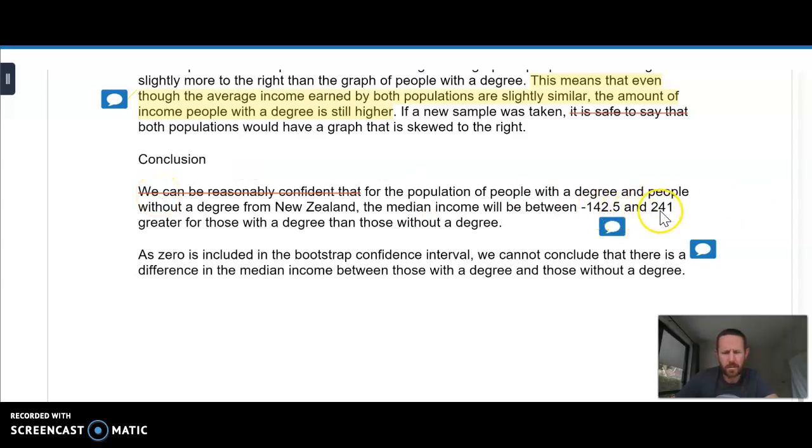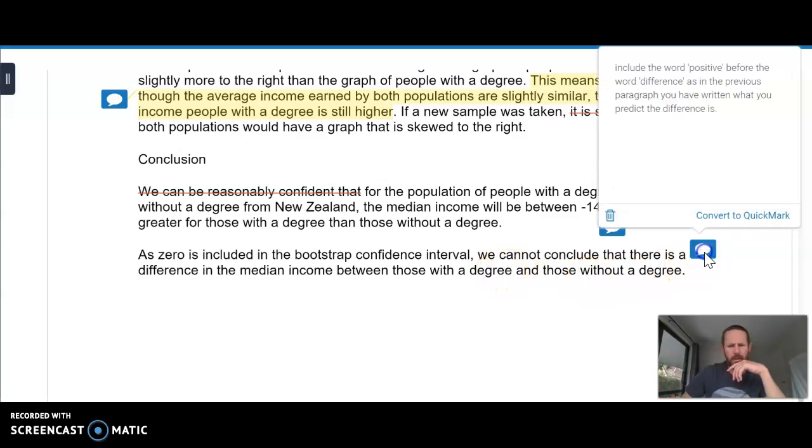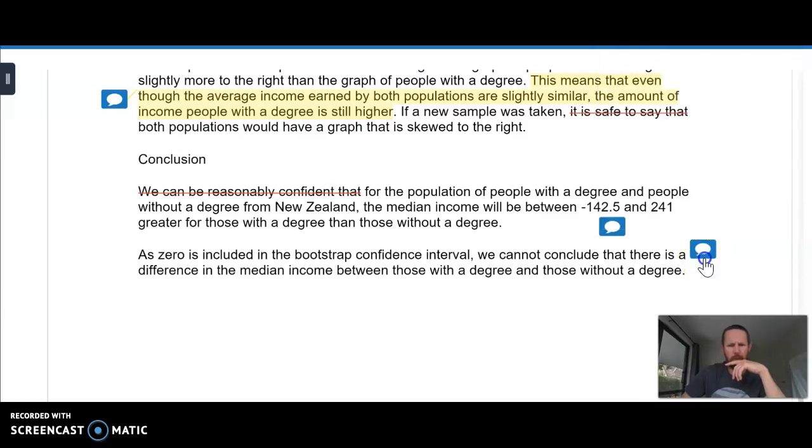Again, units was pretty appalling across the board. This is well done. As 0 is included, here's what I was talking about before. As 0 is included in the bootstrap confidence interval, we cannot conclude that there is a difference. That is true. We can, or as some people said, we cannot make the call. This is better. We cannot conclude that there is, and I've just said, a positive difference. Include the word positive. That there is a positive difference in the median income between those with a degree and those without a degree.